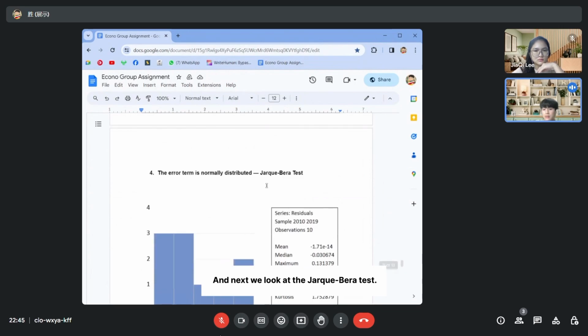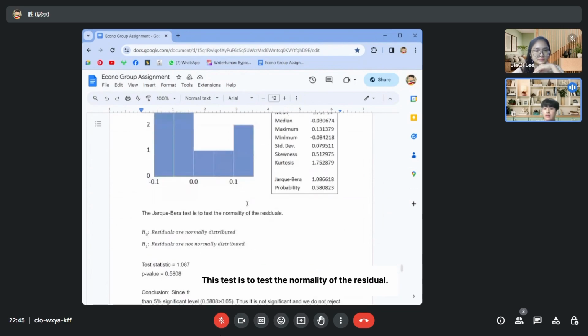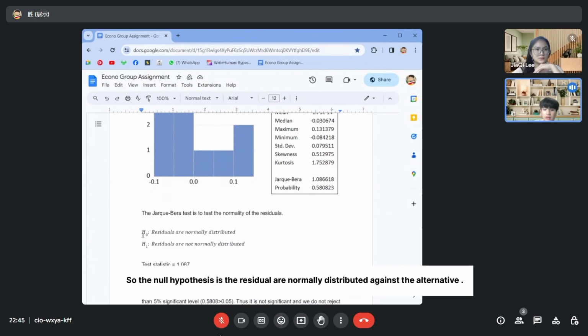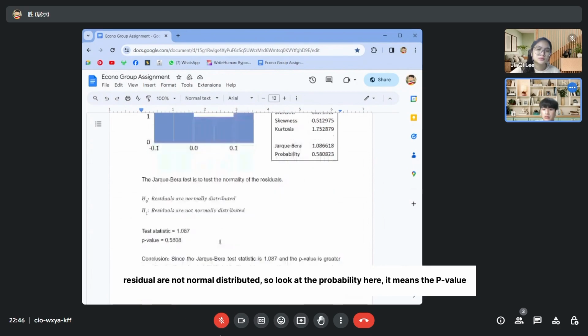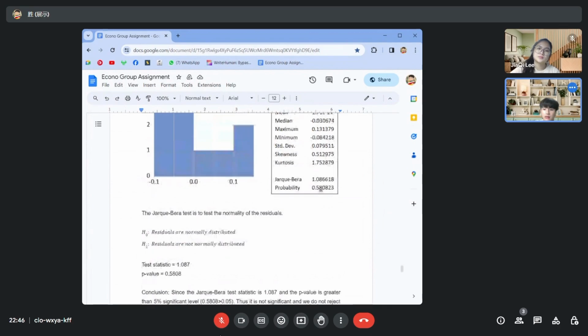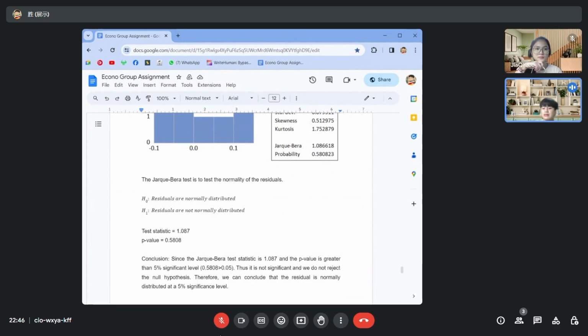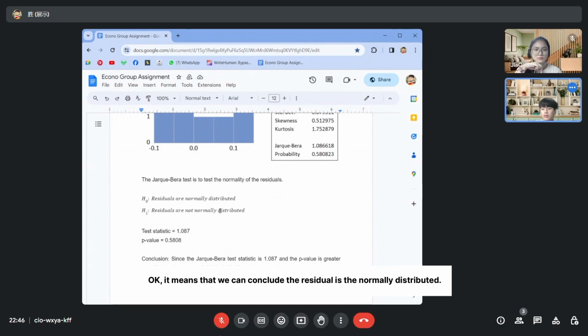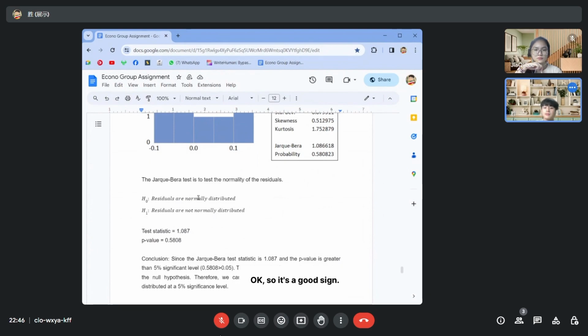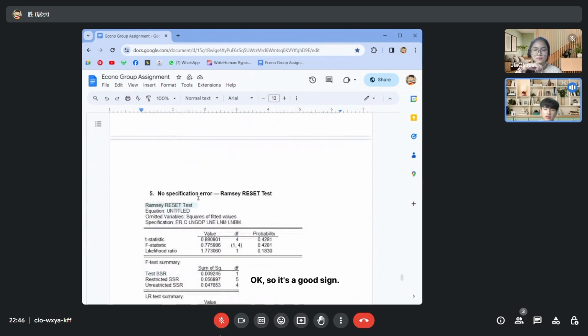And next we look at the Jarque-Bera test. This test is to test the normality of the residuals. So the null hypothesis is the residuals are normally distributed, against the alternative that the residuals are not normally distributed. So we look at the probability here, which means the p-value. Because the p-value is greater than the 5% significance level, it is not significant, and we do not reject the null hypothesis. It means we can conclude the residuals are normally distributed. So it's a good sign.